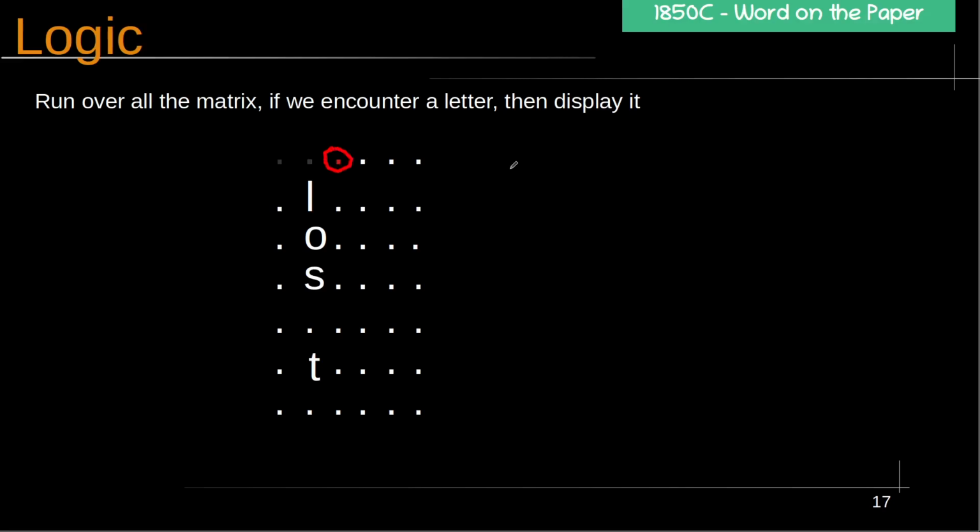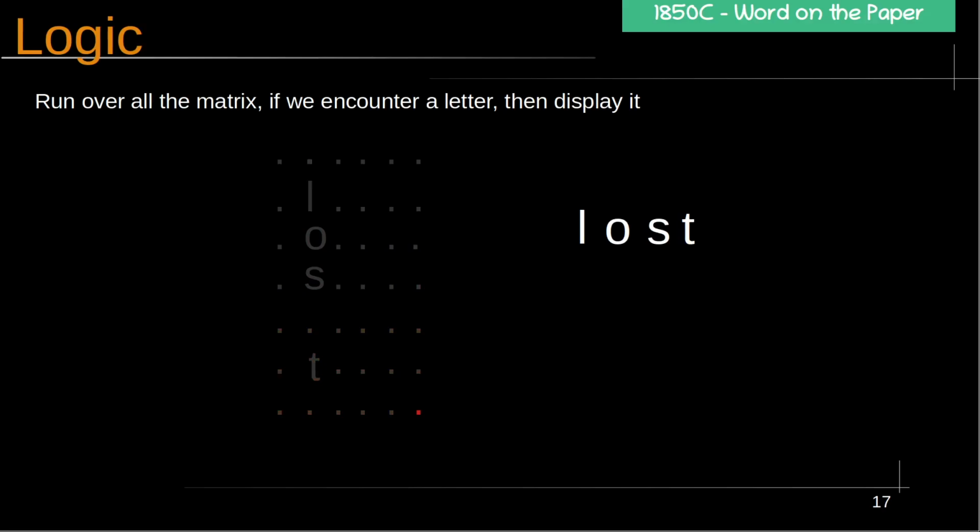This is not a letter, so we go to the next. Not a letter, not a letter. We have a letter here, so we display it. We run over all the matrix like this. We encounter O here, we display it. Not a letter, not a letter. This is a letter, we display it. We pass, not a letter. This is a letter, we display it. Until the end of the matrix.